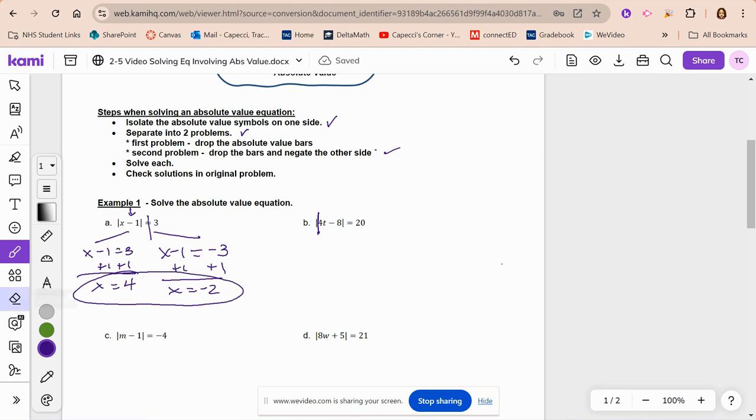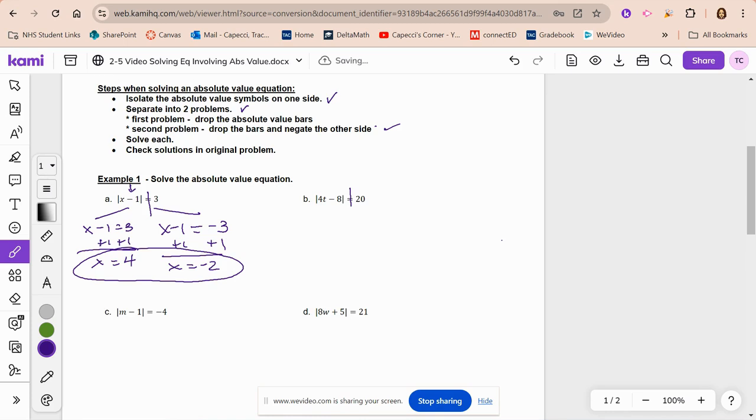All right, let's look at the next equation. So again, there's my wall. I do only have my absolute values. I don't have anything outside. We're going to get to those in a little bit. I'm going to split it.